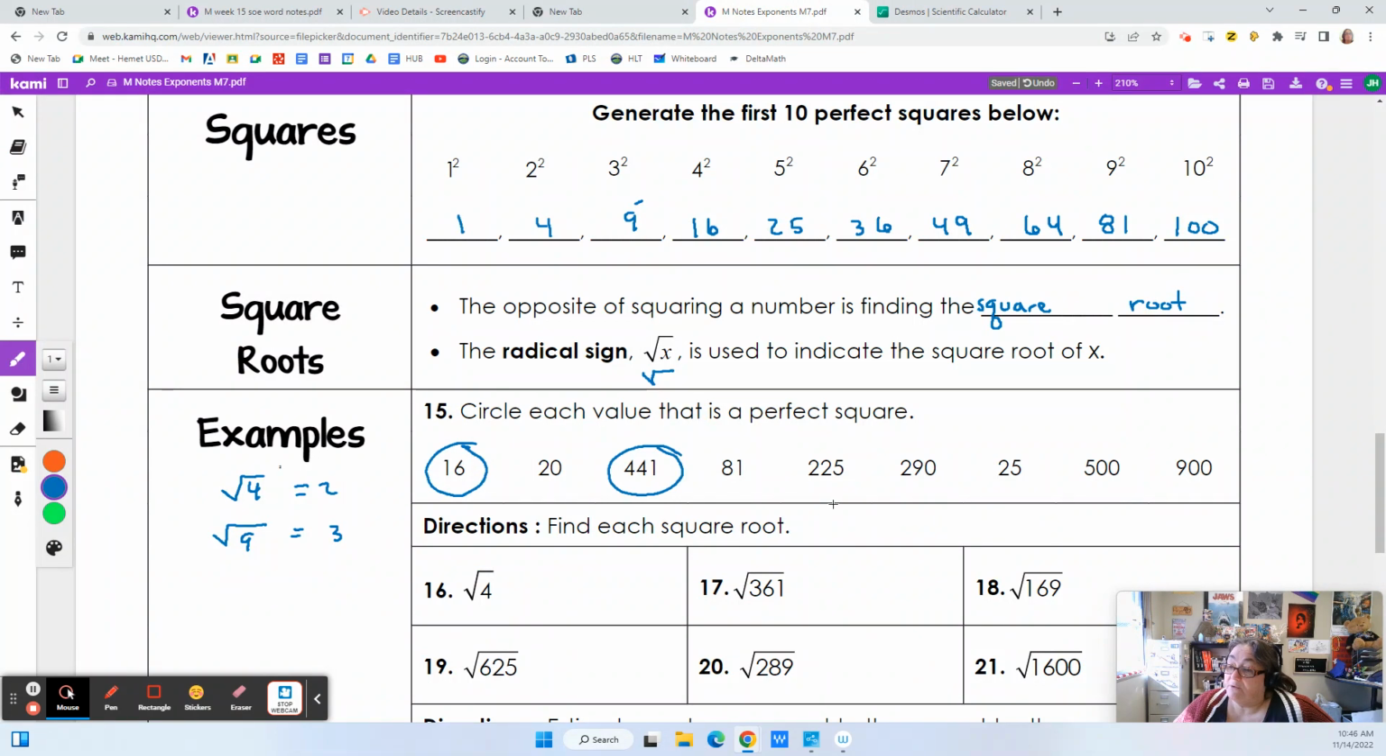Is 81 a perfect square? Yeah, it's 9 times 9. What about 225?